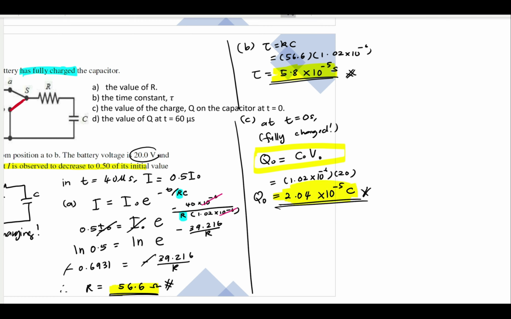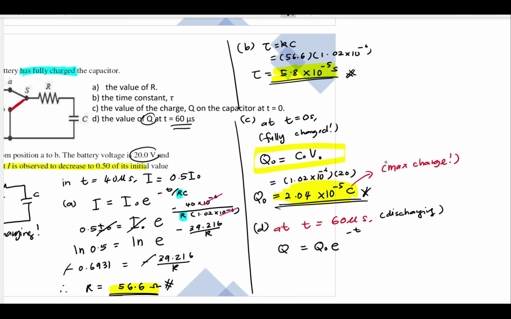And then D, the value of Q at 60 microsecond. Kan tadi ini adalah maximum charge. So at t is equal to 60 microsecond, berapa charge yang tinggal? So kita tahu this is discharging process, so kita guna formula discharging lah. Sama je macam kita buat sebelum ni. So kita nak kira Q.